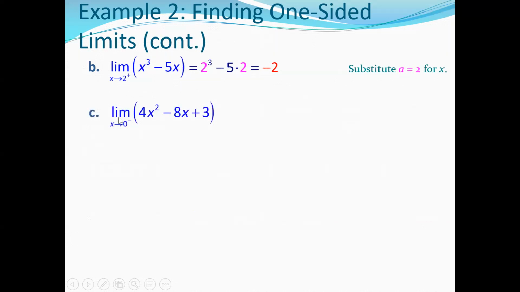The third question, we have the limit of 4x squared minus 8x plus 3 as x approaches 0 from the left. Again, it doesn't matter. We substitute x with 0. So our answer will be 4 times 0 squared minus 8 times 0 plus 3. Actually, 4 times 0 is 0. Minus 8 times 0 also is 0. So plus 3 remains. So 3 plus 0 plus 0 gives us 3.